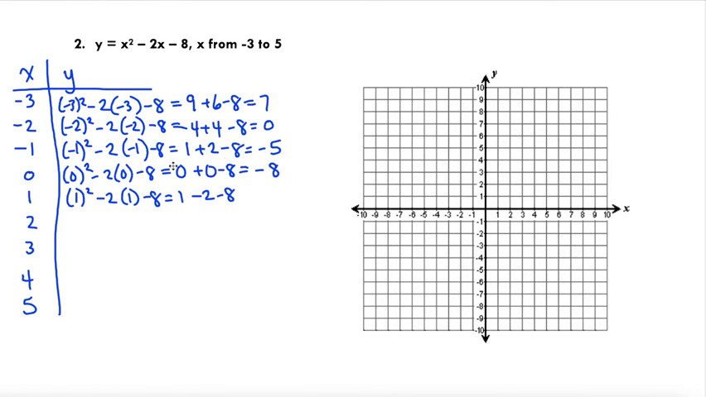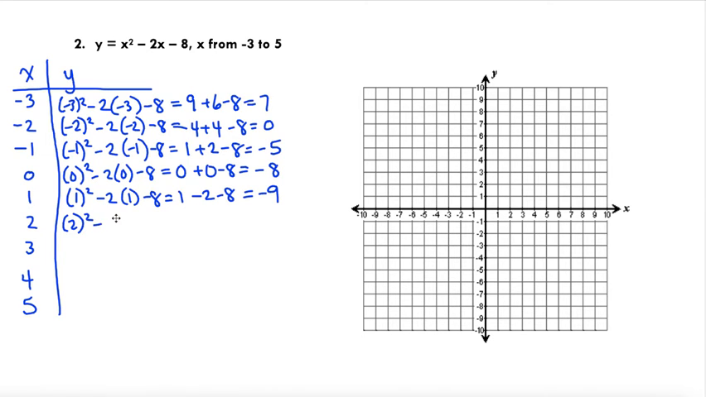All right, so we had our 0 one, which was easier for us to solve. Then we go to 1. So 1 squared minus 2 times 1 minus 8. So 1 minus 2 is minus 1, and minus 1 minus 8 is negative 9.